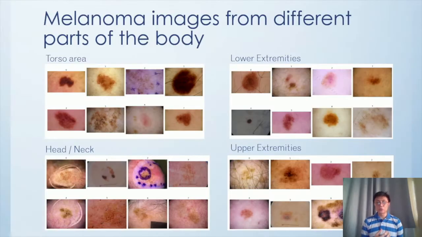The dataset also shares melanoma images from different parts of the body. So we have images here from the torso area. These may be quite large, larger than their benign counterparts. We also have images on the head or neck, and some of these images bear some markers from the dermatologists. The lower extremities, which are the lower limbs, and the upper extremities, which are your upper limbs.